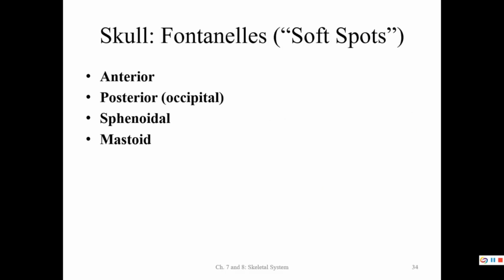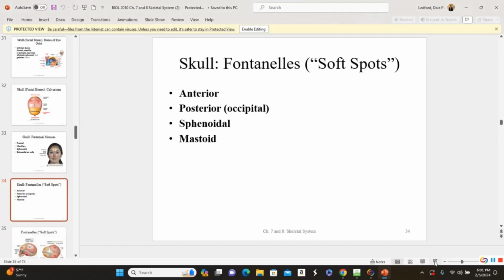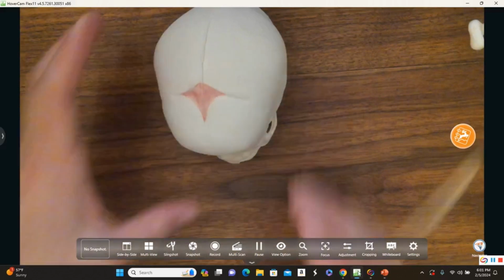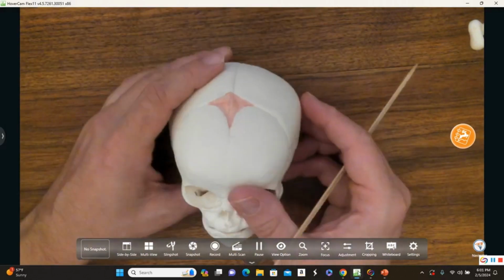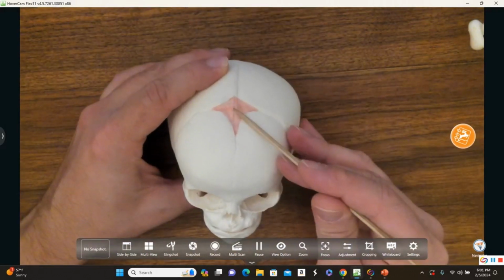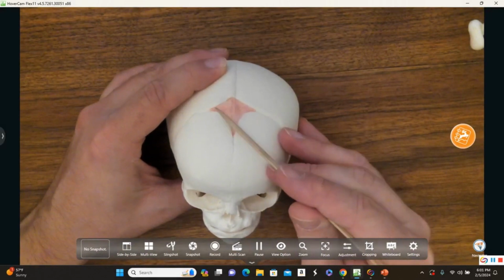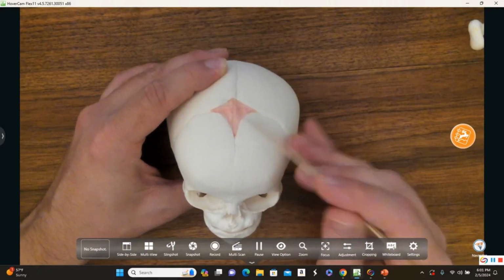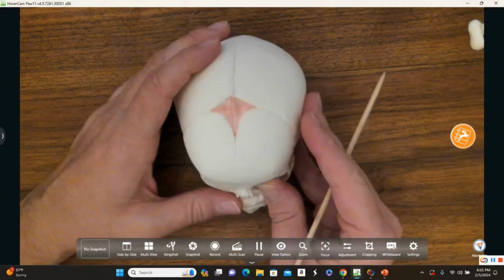Now let's talk fetal skull, and we'll talk fontanelles, the soft spots of the fetal skull. There's an anterior fontanelle. On the fetal skull model, right here we have it. This is your anterior fontanelle, the large soft spot on top of their head.